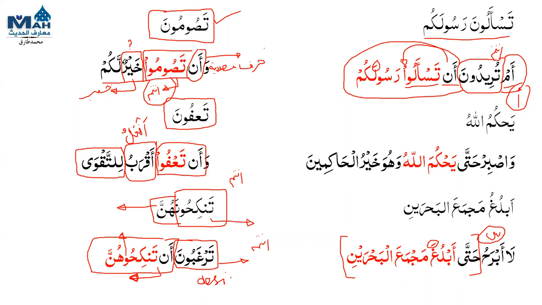You are desiring to marry them. So the most important point in this: when a harf masdariya becomes, the time we have to remove from the answer, from the translation, from the understanding. So now this sentence, what is it becoming? Mubtada, khabar, maf'ul, fa'il, what?